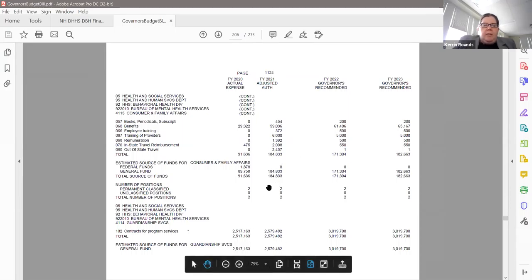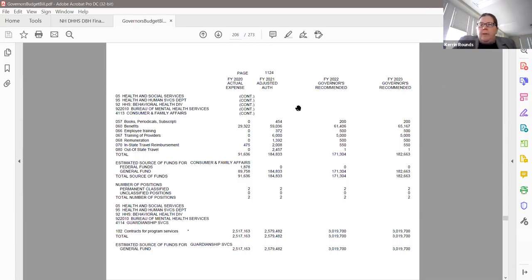Okay. The next accounting unit is accounting unit 4114, which is guardianship services. If you remember correctly, there was a small prioritized need here for about $30,000, I believe only in fiscal year 23. So a question here, it looks like things bumped up. Yes, we had to increase the contract quite a bit. I'm going to say it was early summer, late spring. And I think Katya can speak to why we had to increase the contract.